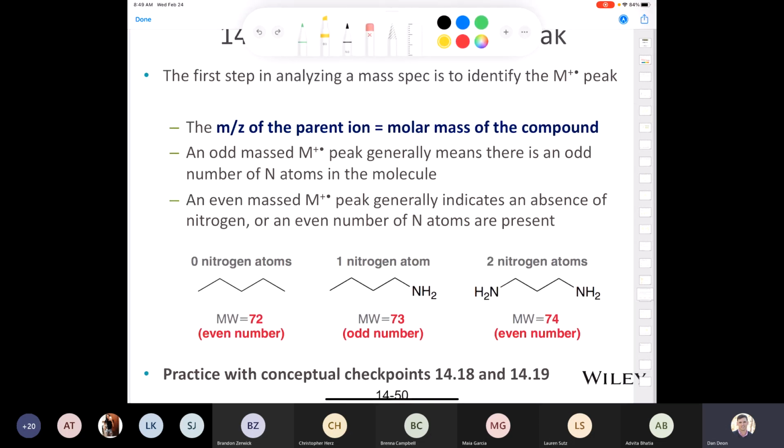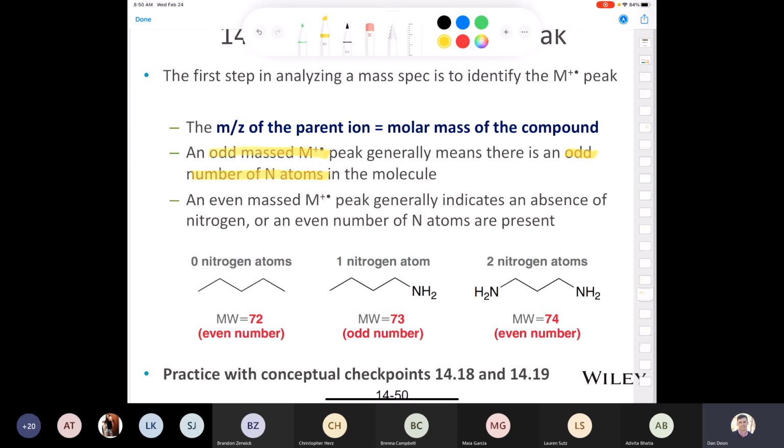Well, there's a really important rule that you have to know called the nitrogen rule, which can give you lots of information about the compound, or some interesting information. It's simply this. If you have an odd massed molecular ion, what that means is that you have an odd number of nitrogens in the molecule. Simple as that. You're like, really?